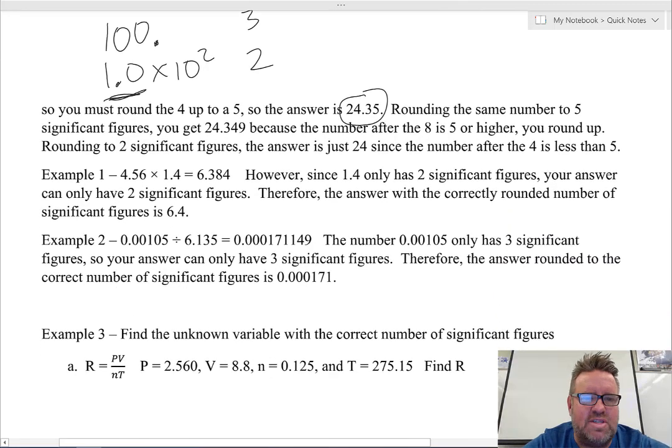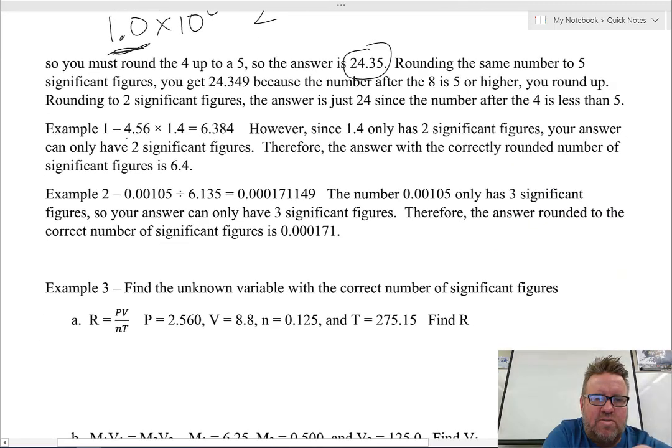Okay, let's look at some examples here. We're going to take the number 4.56 and multiply by 1.4. You multiply those together, the calculator answer is 6.384. But because 1.4 only has 2 significant figures, your answer can only have 2 significant figures. So we go 1, 2. The next number after that 3 is 5 or greater. It's an 8. So we have to round that 3 up to a 4. So our final answer is 6.4.